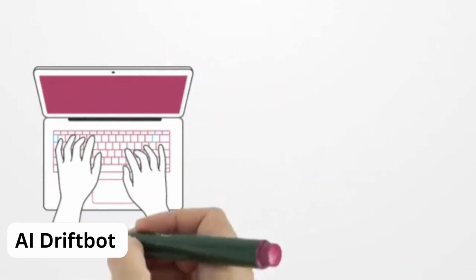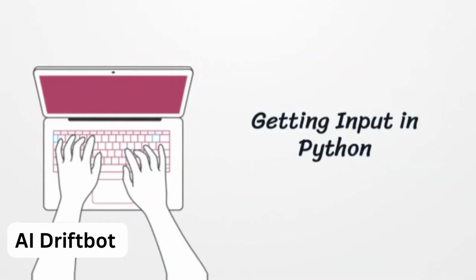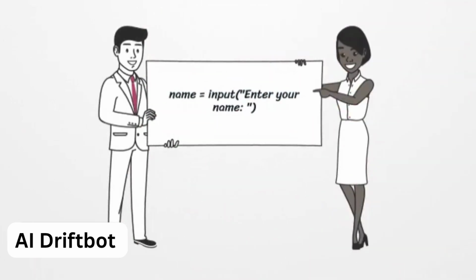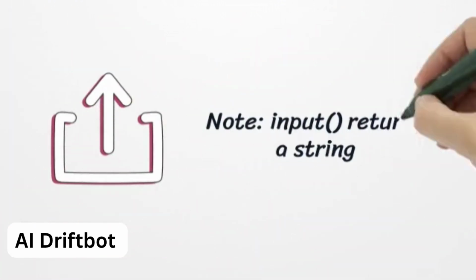In Python, you can get input from the user using the built-in input function. Here's a basic example: name = input("Enter your name"), and print("Hello", name). Input always returns data as a string.